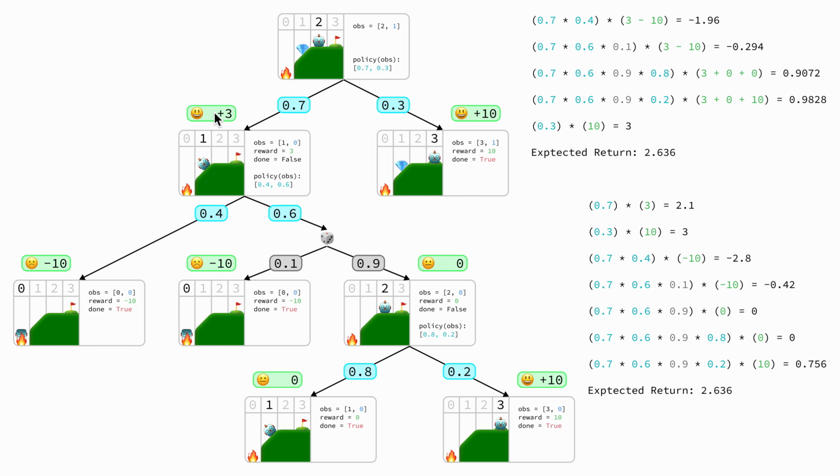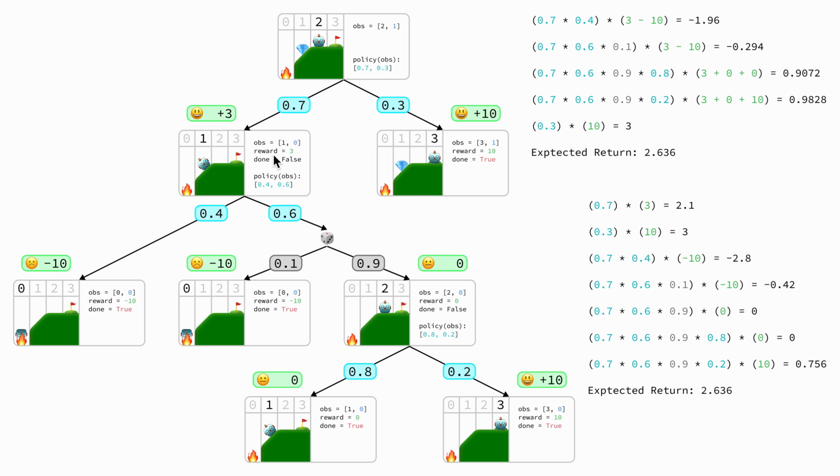So if we look at this reward of +3, the probability that we'll receive that reward is 0.7, given a random episode. So 0.7 of the time we'll go left and receive that reward, and 0.3 of the time we'll go right and receive this reward of +10. And you can see those two values right here, 0.7 times the reward of 3, 0.3 times the reward of 10. So just after our first step, we have an expected return of 5.1.